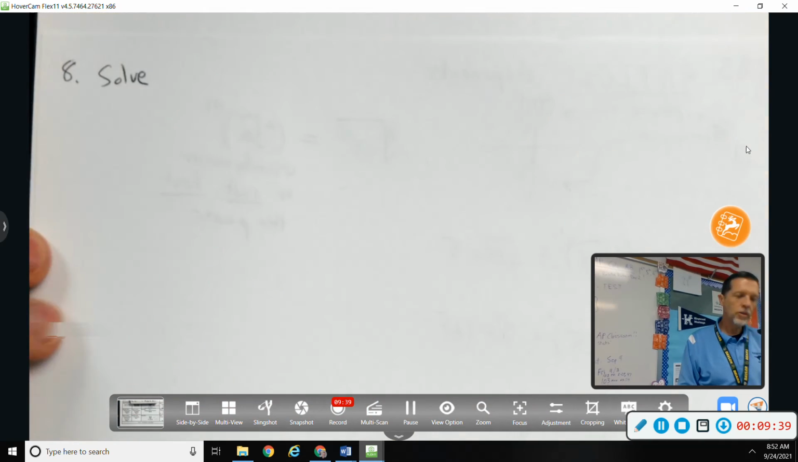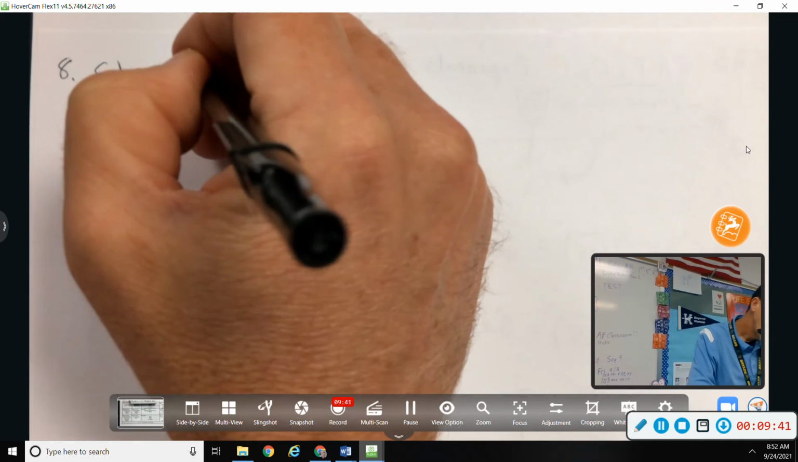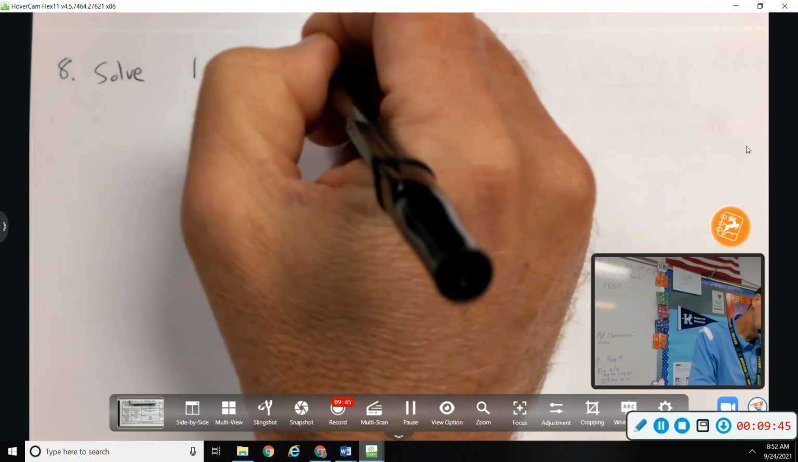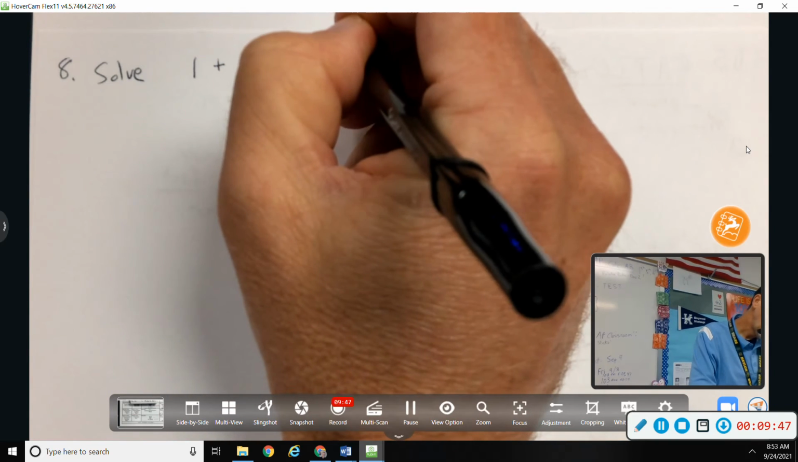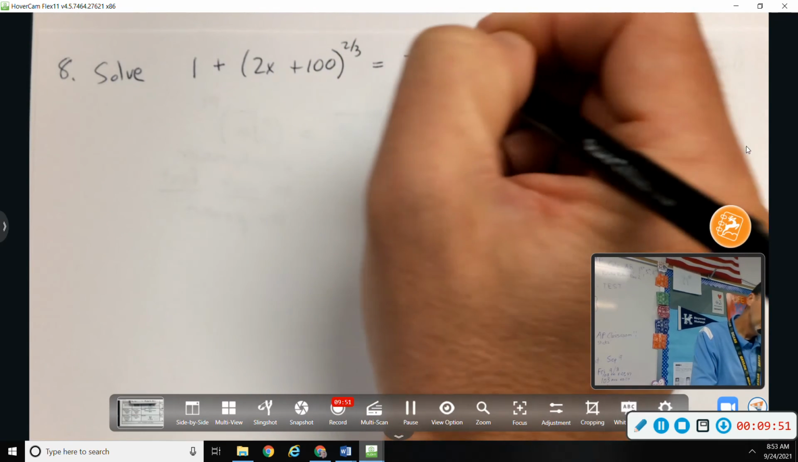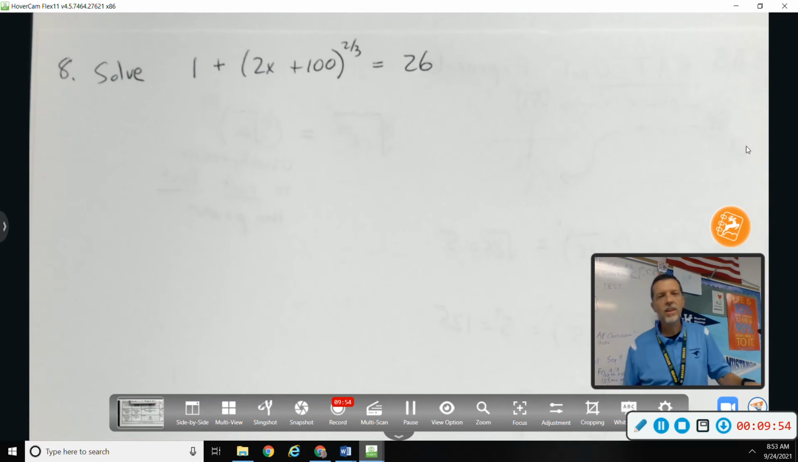Let's do an equation. Solve 1 plus (2x plus 100) to the 2/3 equals 26. Another example where none of the steps are that hard, but there's like 5 steps, so don't try to do it all at once. Don't try to do it in your head. What would you do first?